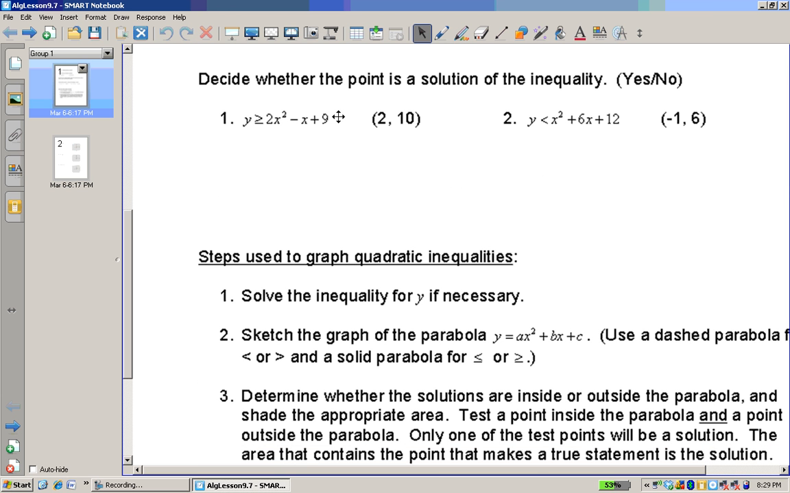Now, the first thing we need to do is to make sure we know what exactly a solution is. A solution to an inequality is something that's going to make it true when we plug in for the x and the y. Make sure, especially with these, that we plug them in parentheses. That's very important. So 10 in parentheses is greater than or equal to 2 times 2 squared minus 2 plus 9. And now we don't need those parentheses. We must do the exponent first, then multiply.